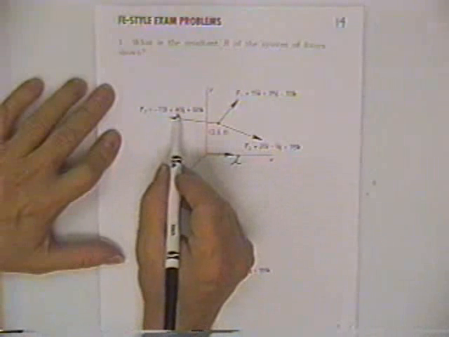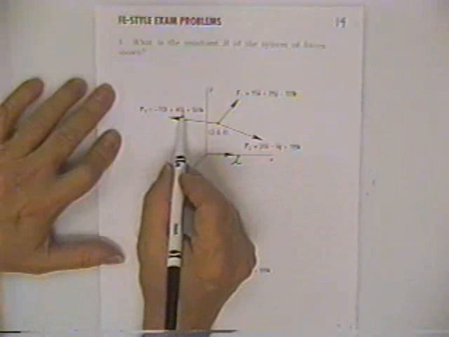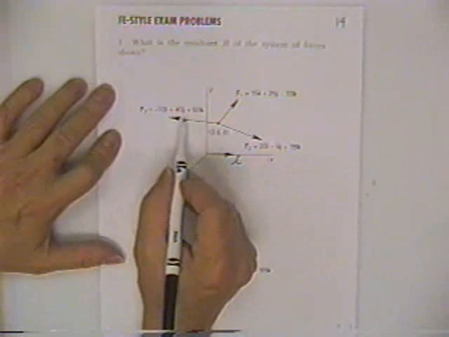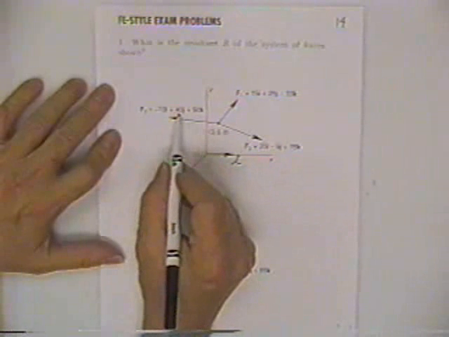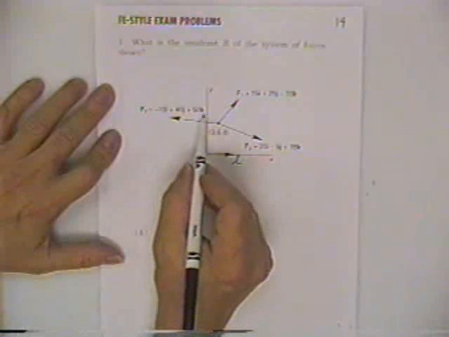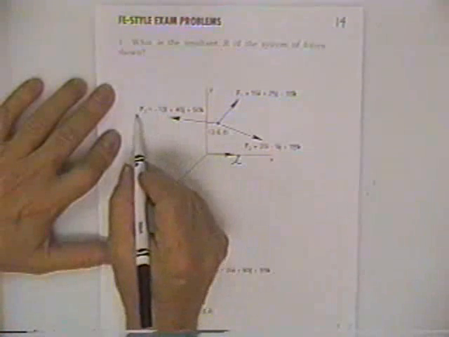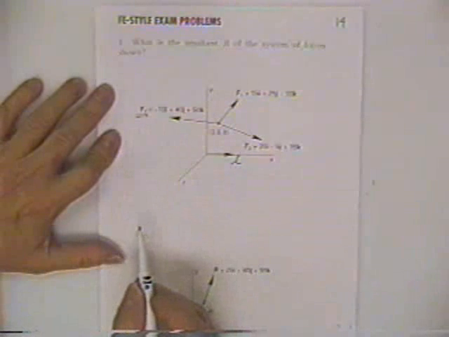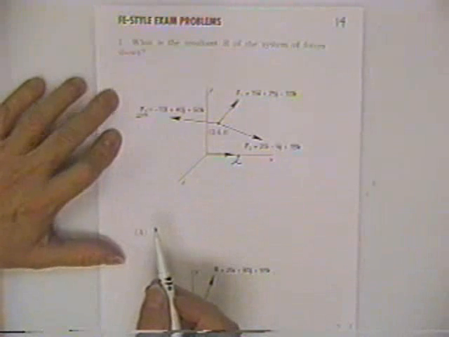He also has a component 40 in the j direction. That's 40 in the y direction, and it is going up, and 50 in the z direction, or 50 in the k direction. And that defines this force, this vector.